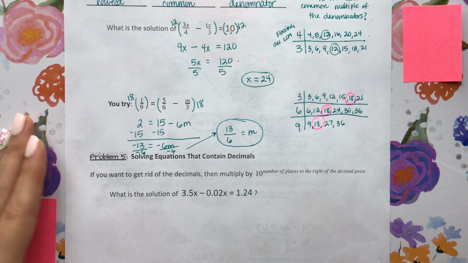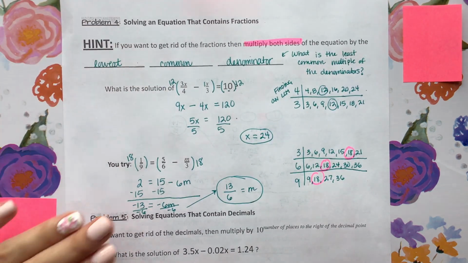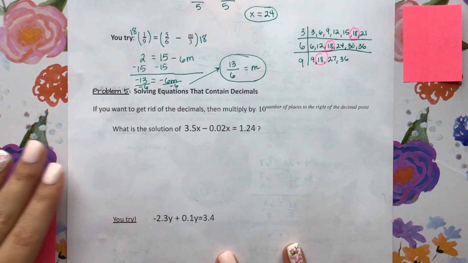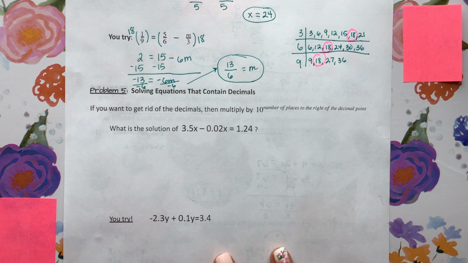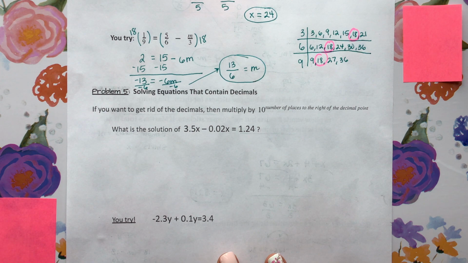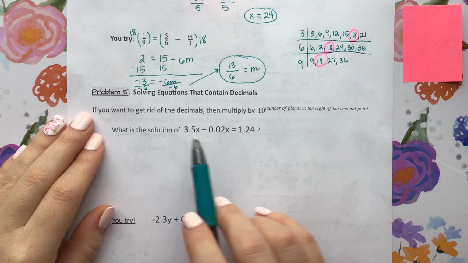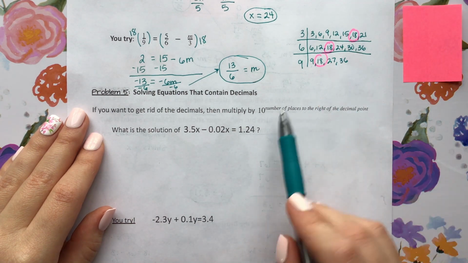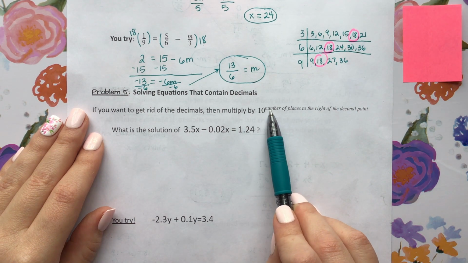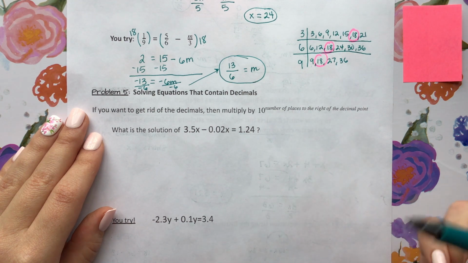All right. So here we had fractions. What if you have decimals? Now I know that yes, you can absolutely just type this into your calculator, that's fine. But if you want to get rid of the decimals, here's what you do. You are going to multiply, once again, both sides of the equation by 10 raised to the number of places to the right of the decimal point that you have.